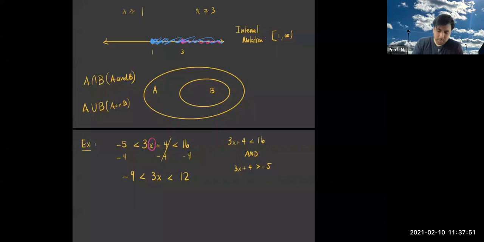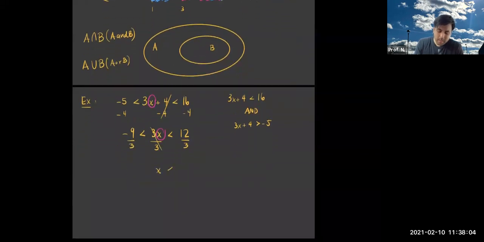And then what am I supposed to do to get x by itself, to get rid of the 3? I need to divide everything by 3. So then what do I get? I get x is less than 4 and x is bigger than negative 3. And so then graphing this inequality here, it's pretty straightforward now, isn't it? x is between negative 3 and 4. So negative 3, positive 4, pardon me. Positive 4.